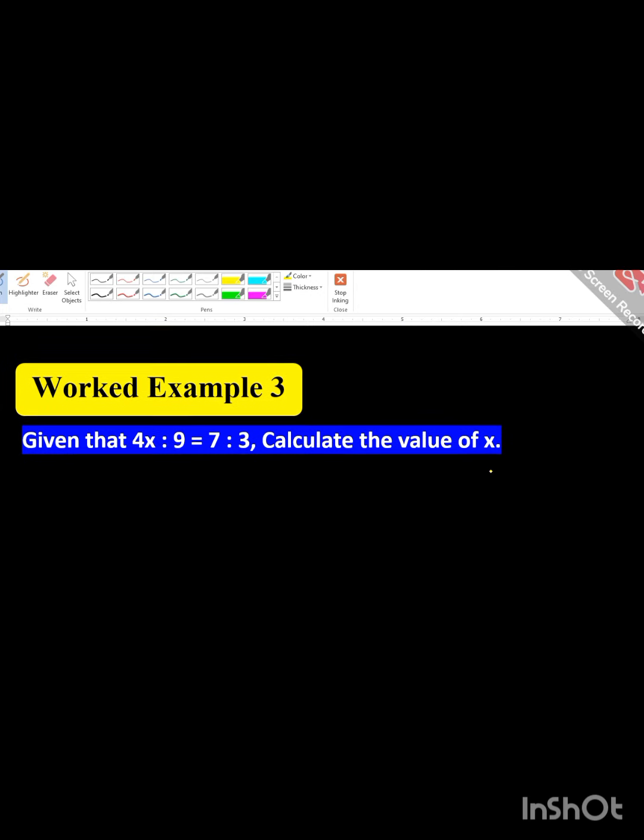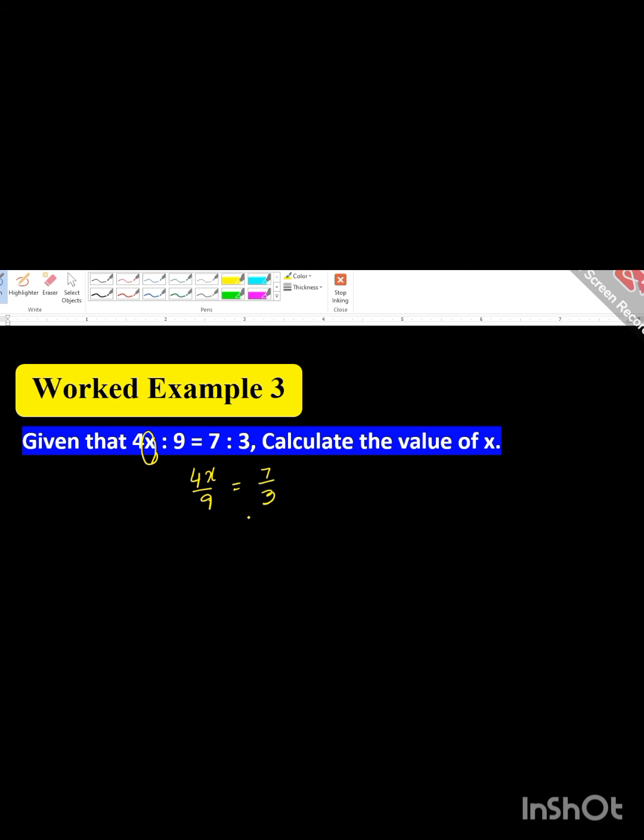So now come to the next part of the question, but before going to further questions, first we will do worked example 3. Given that 4x ratio 9 is equal to 7 ratio 3, calculate the value of x. We have to find the value of x. It's not a difficult question, it's an easy question. First we will write in the fraction form. As you know, we can write the ratio form in the fraction form. 4x over 9 is equal to 7 over 3.